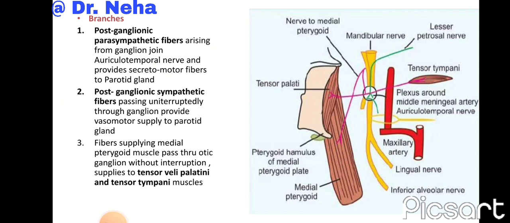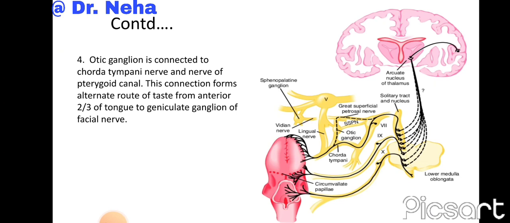Now the branches of the otic ganglion. The postganglionic parasympathetic fibers arising from the ganglion join the auriculotemporal nerve and provide secretomotor fibers to the parotid gland. Then the postganglionic sympathetic fibers also pass uninterruptedly through the ganglion and provide vasomotor supply to the parotid gland. The fibers supplying the medial pterygoid muscle pass through the otic ganglion without interruption and supply the tensor veli palatini and tensor tympani muscles. This otic ganglion is connected to the chorda tympani nerve and the nerve of the pterygoid canal.